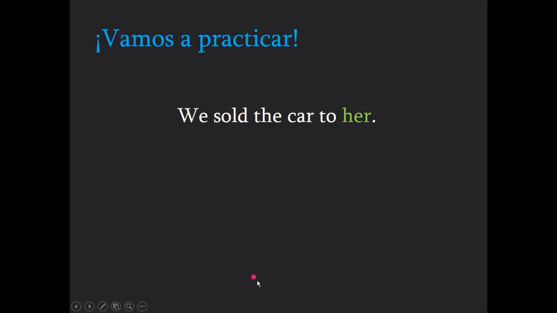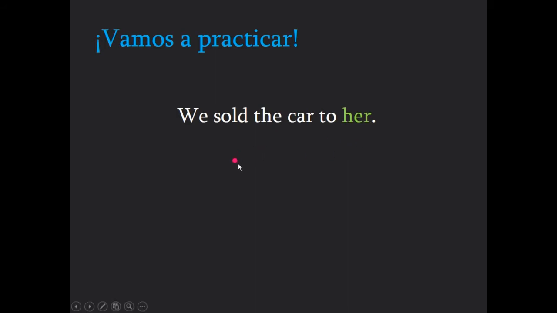Okay, let's look at another example. We sold the car to her. I have her as the indirect object pronoun in green. And can you remember what that's going to be from our list? That is going to be the word le.